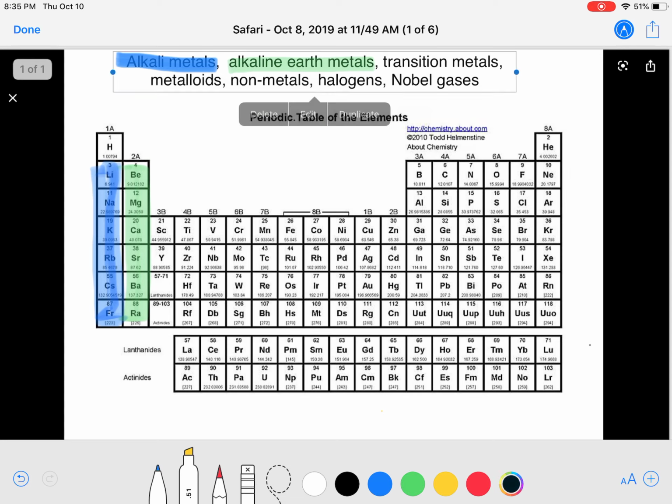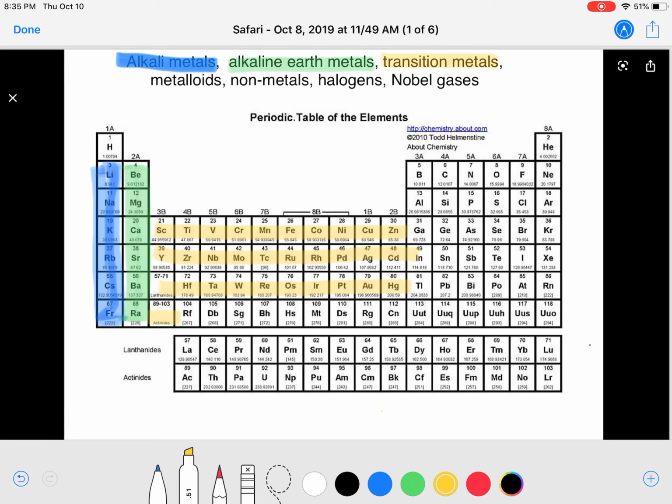Our third thing that we're going to do is the biggest part that we have here. So those are our transition metals. So that's going to be this whole middle block here, as well as a few over on this side.